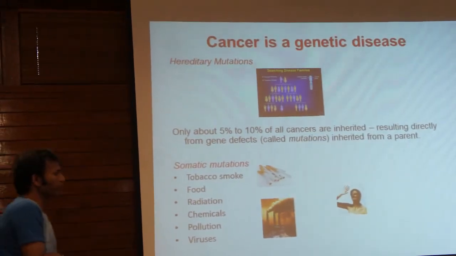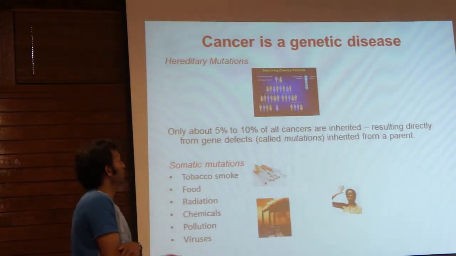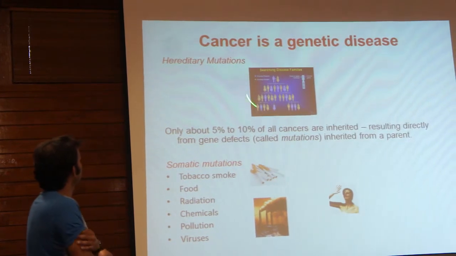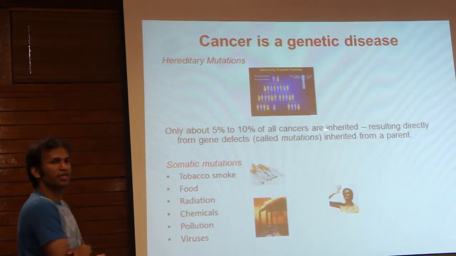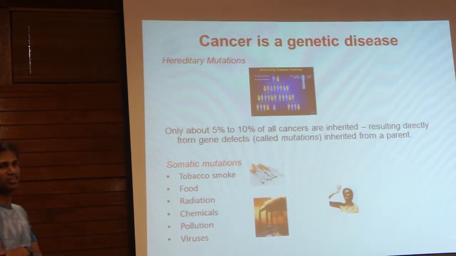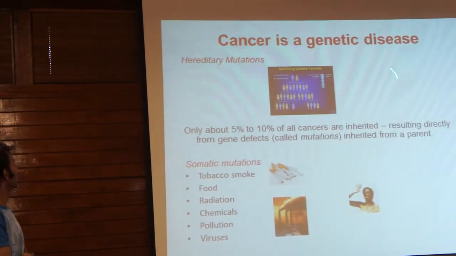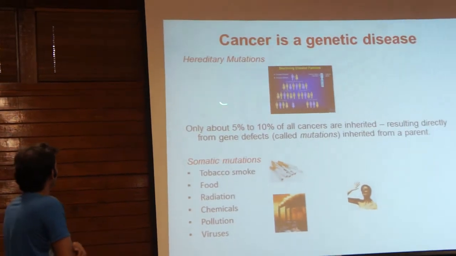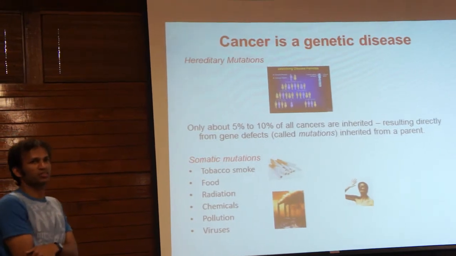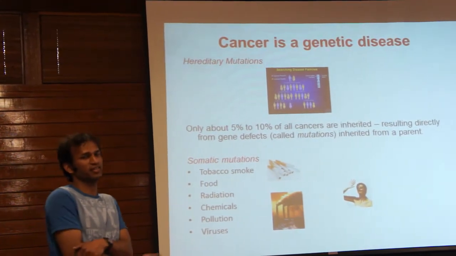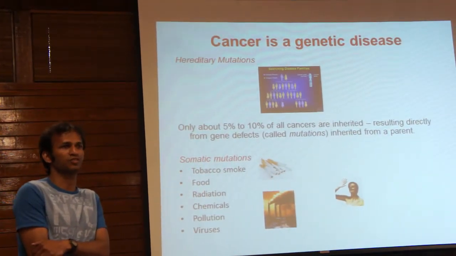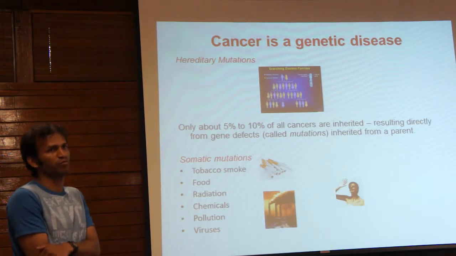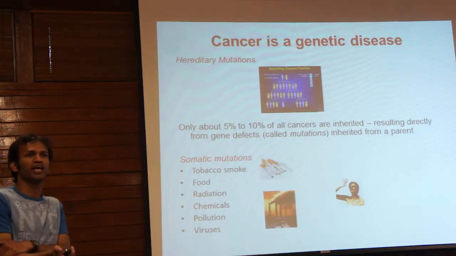A lot of people call cancer a genetic disease. If you understand the genome of the cancer cells, you can probably understand most of the picture of how these cancer cells work. Majorly they categorize two kinds of mutations: some mutations come from heredity, and others are somatic mutations which you acquire over your lifetime because you are exposed to different kinds of environments.